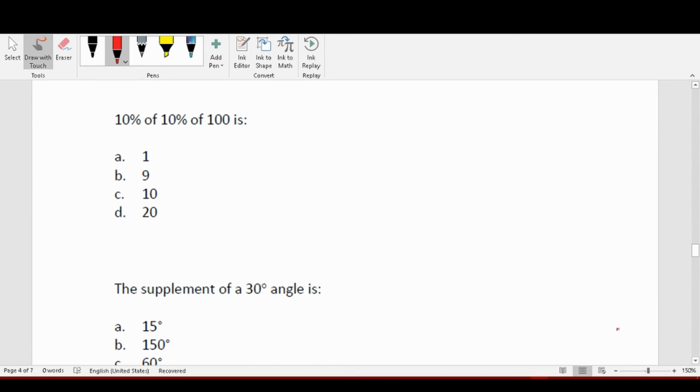Okay. This question asks you to find 10% of 10% of 100. So let's go ahead and work that out. First thing I'm going to do is find 10% of 100. And to do that, I'm going to multiply 100 times 0.1. Again, 0.1 is the same as 10%.